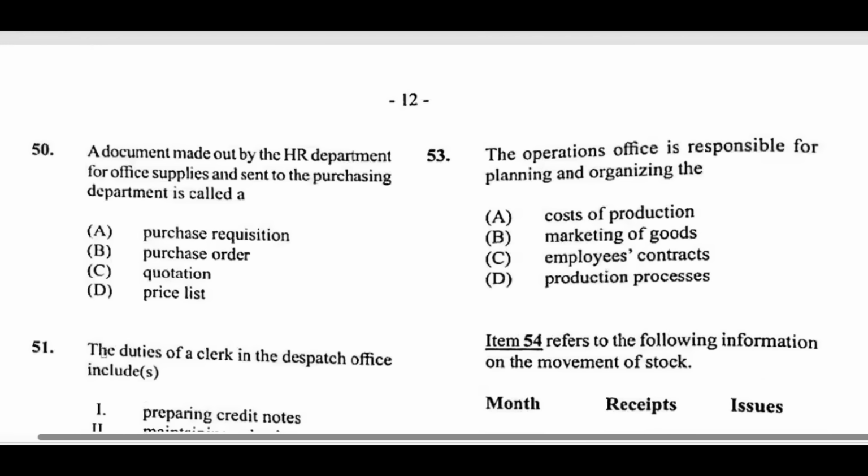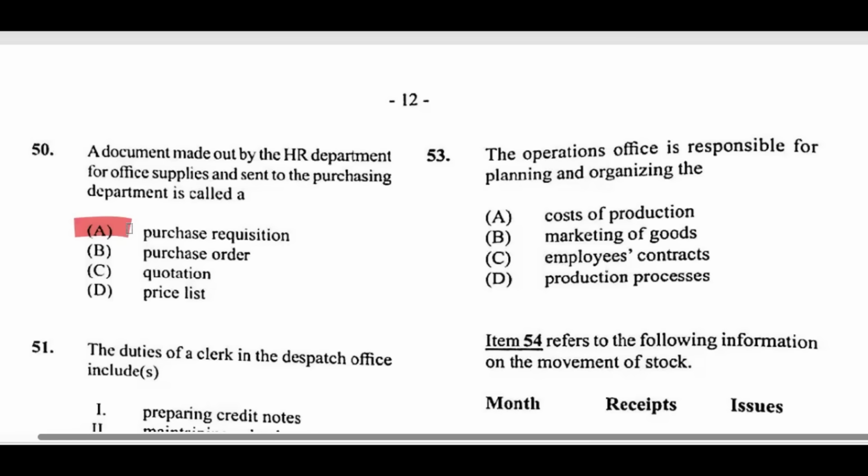A document made out by the HR department, that's Human Resource Department, for office supplies and sent to the purchasing department is called a, beautiful question, a new question, purchase requisition. If you are working in a department and you need pens, rulers, an office chair, you bring it to the attention of your supervisor, right? They will fill out a requisition form indicating the items that you need. Supervisor must sign for it, and then it will be passed directly to the purchasing department. And they will be responsible for purchasing the items that you need.